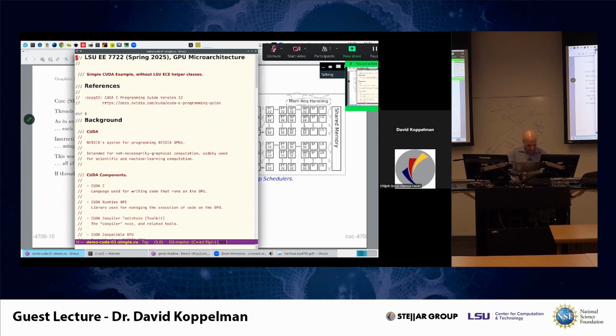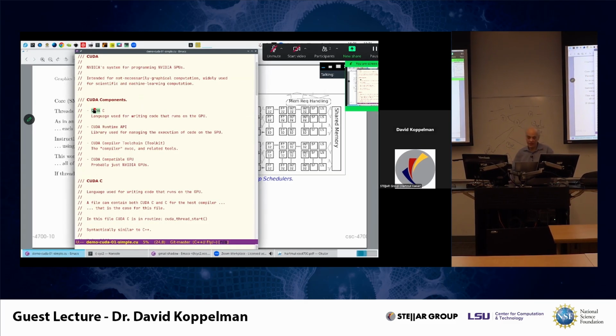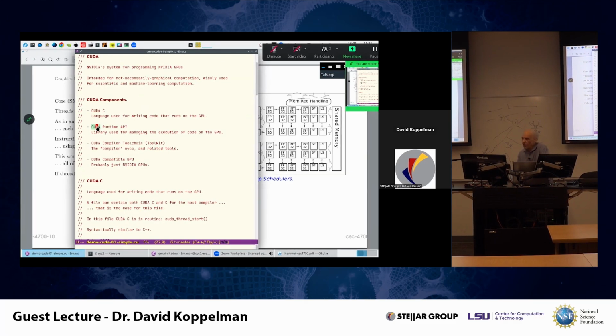Let's see. Another example here with some more details. All right, so CUDA is a system for programming. So here are the components of CUDA. The language is called CUDA-C. And as I said before, right now it's C++20. The routines that you call on the CPU, like CUDA malloc and CUDA mem copy, are parts of the CUDA runtime API. There's something else called the CUDA device API, which is very similar to the runtime API, but it's a little bit lower level, okay? But it does similar stuff.